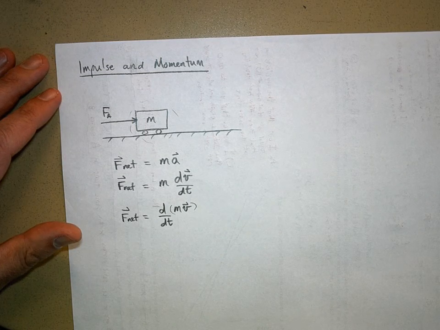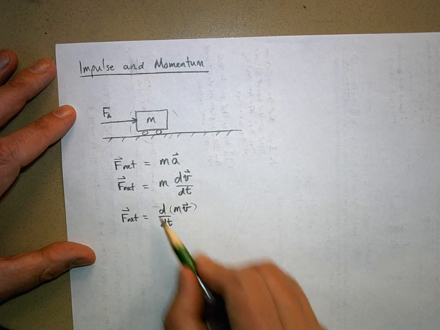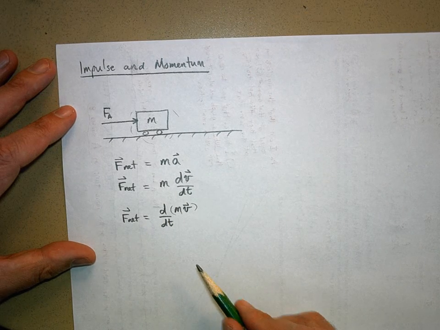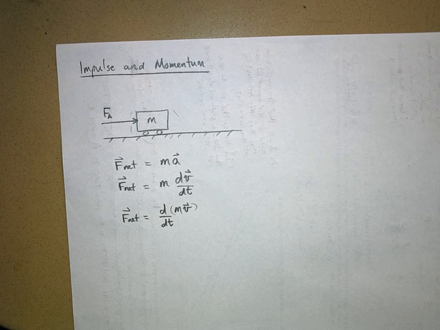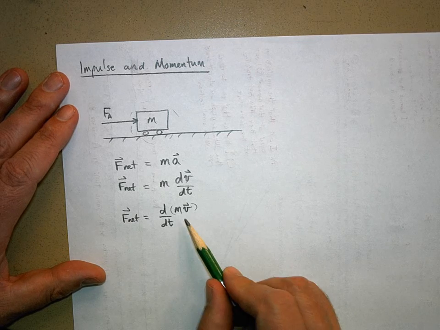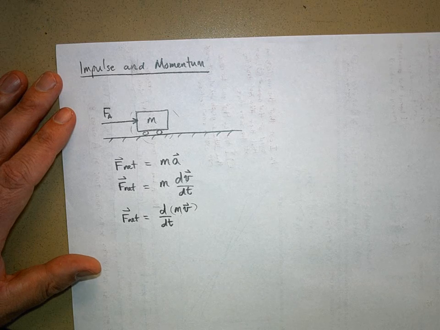Now, usually we can take the mass out of the derivative and just say, okay, the net force equals ma, because the mass doesn't change with time. But there are situations where the mass does change with time. A jet engine, a rocket engine, the water coming out of a fire hose, that can be quite dangerous. Because you get a force, and that's due to the rate at which mass is ejected.